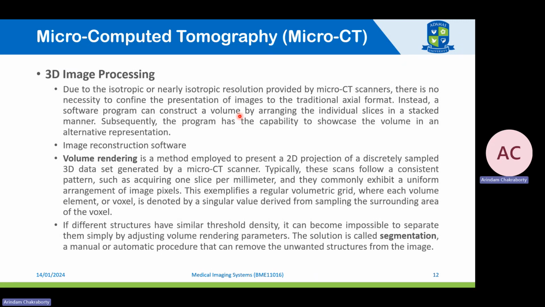So this volume rendering is useful before performing the 3D image segmentation, because they have a regular volume pixel image matrix, where each volume element, or voxel, is denoted by a singular value, or the CT number, derived from sampling the surrounding image of the voxel. So here this specialized technique produces a detailed rendering of the volume from 2D projections.